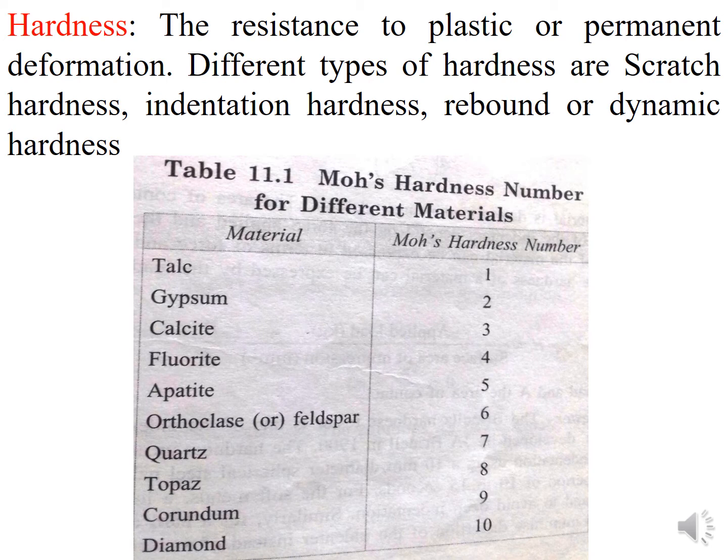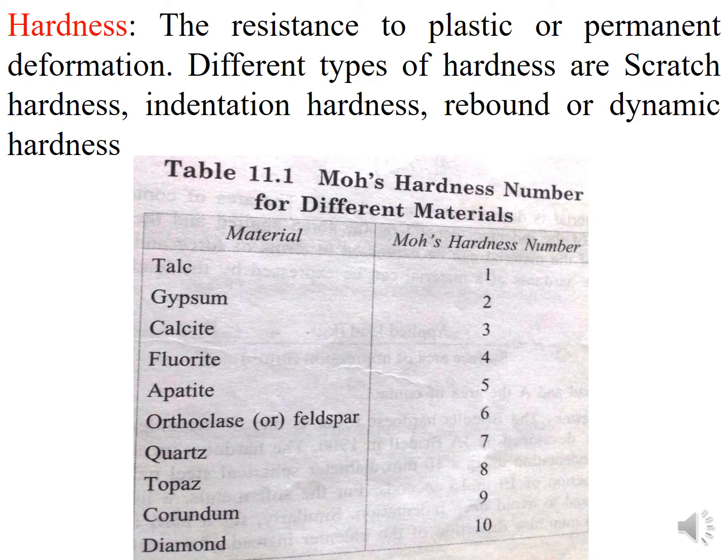Now we define the hardness of the material. Hardness is defined as the resistance to plastic or permanent deformation. Plastic or permanent deformations cannot be recovered. Different types of hardness are scratch hardness, indentation hardness, rebound or dynamic hardness.